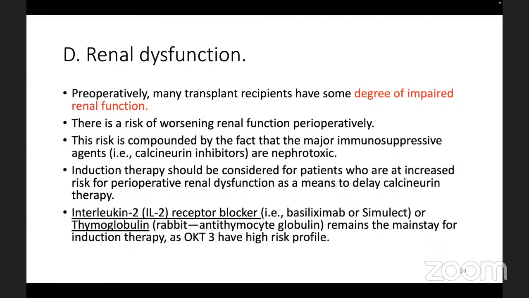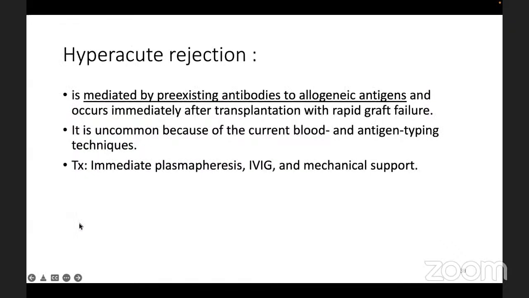Interleukin-2 receptor blockers like basiliximab or daclizumab, or thymoglobulin, remain the mainstay for induction therapy, as OKT3 has a high risk profile. Again, we already discussed this point.